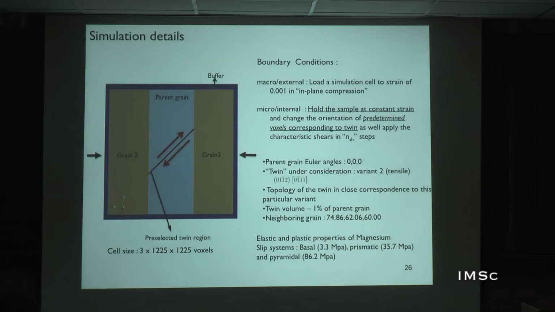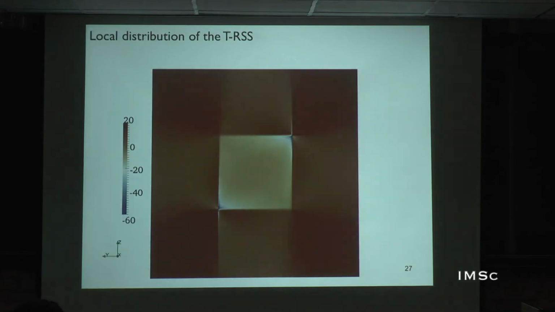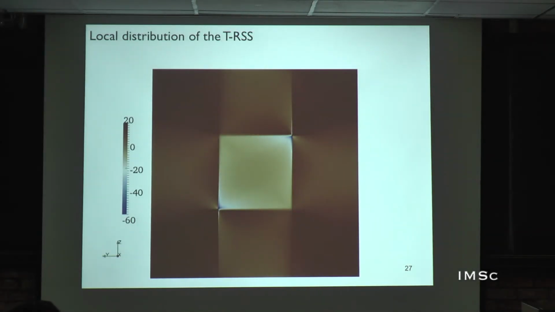So what we did was a very simplistic approach. We do not know when the twin forms, so we just assume that at a certain stress level it is going to form. This is an approximation. You have a parent grain with a thin lamella of twin that is formed, and all we do is macroscopically apply a certain shear stress and let the characteristic shear occur inside these grains. The most important thing is the outcome. What we are plotting here is the twinning resolved shear stress, that is the resolved shear stress on the twinning plane along the twinning direction.